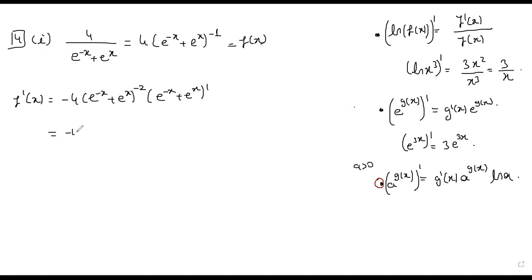All right, now what do we have? We have this e to the minus x plus e to the x squared times this one's derivative, which is minus e to the minus x plus e to the x. Just applying this rule here. Okay, so we're done.